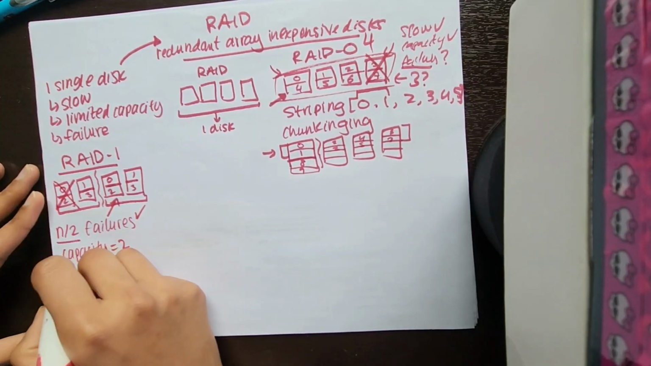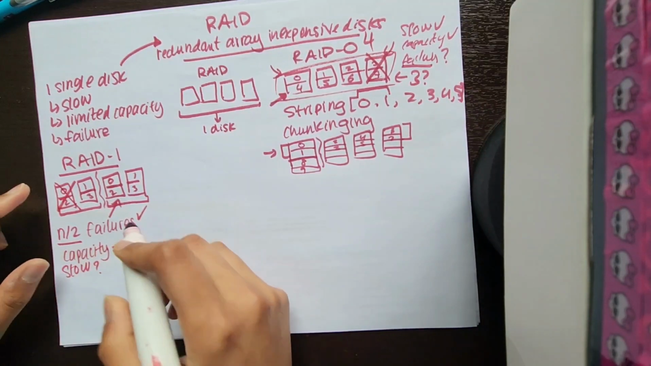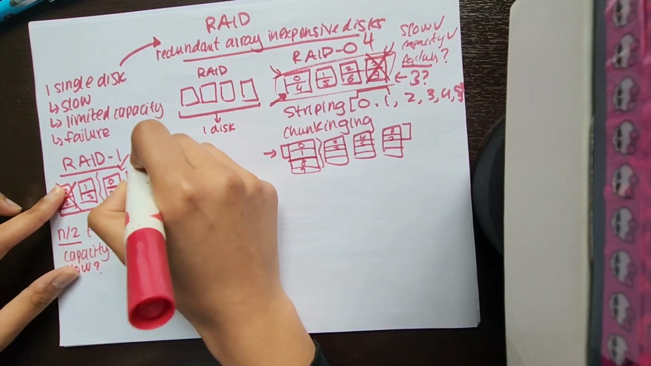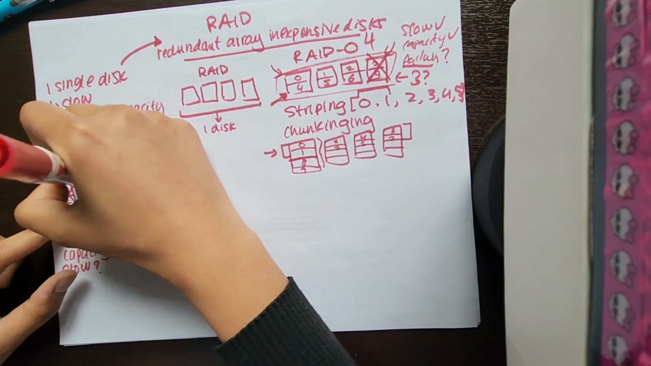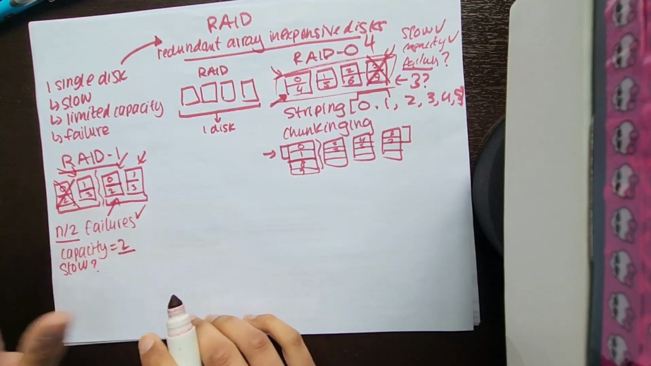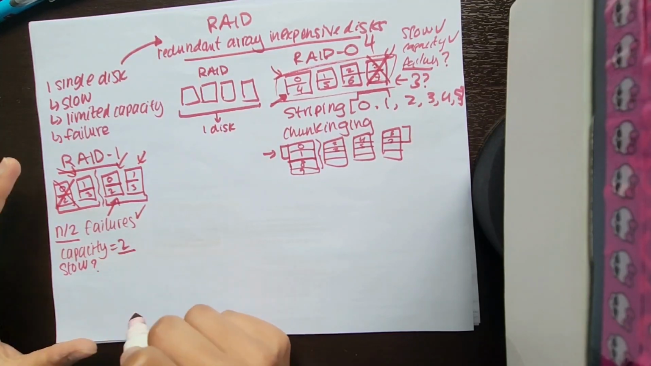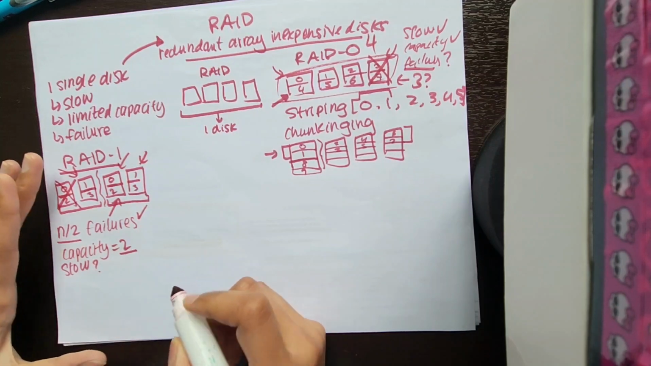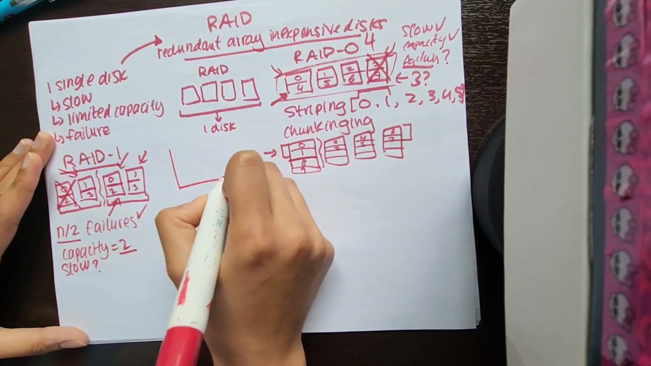So, the slowness is somewhat fixed now that you have two disks that can do reads potentially. You can even use the backups to do the reads, right? But your capacity is really limited. So in an attempt to fix this, we have RAID 4.